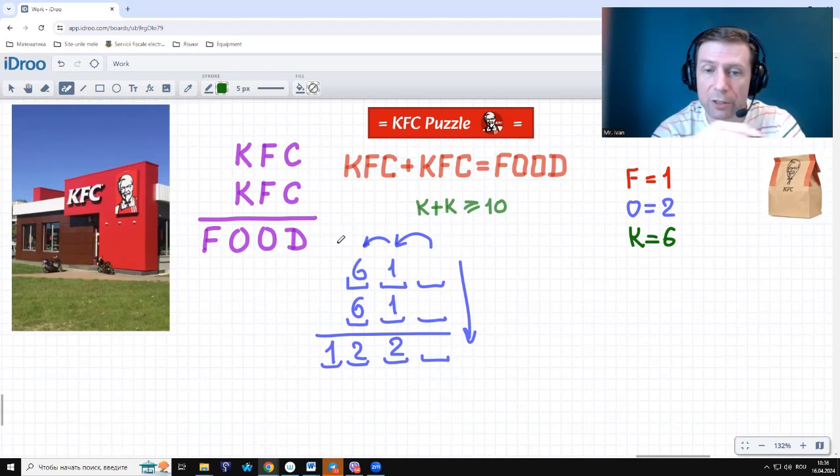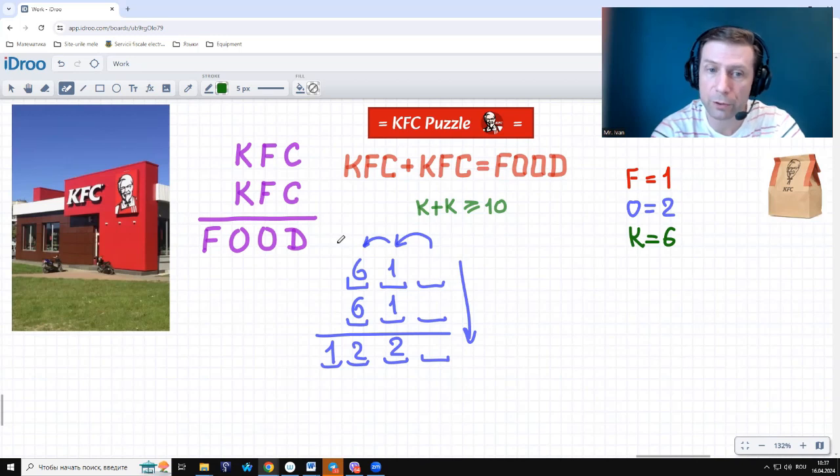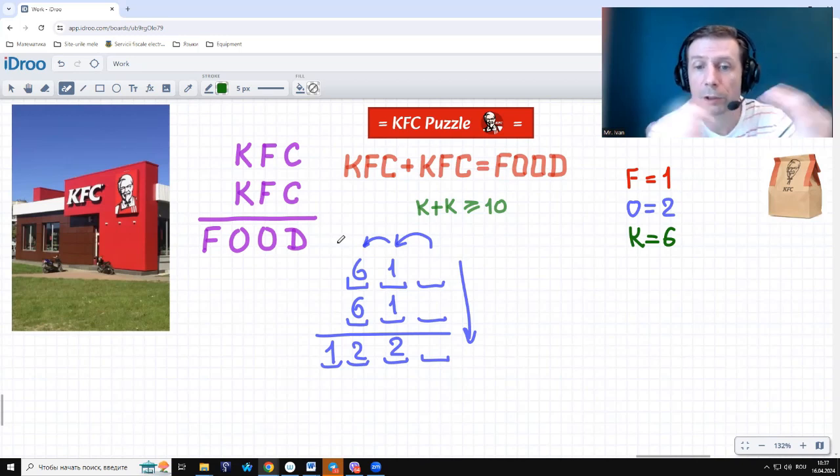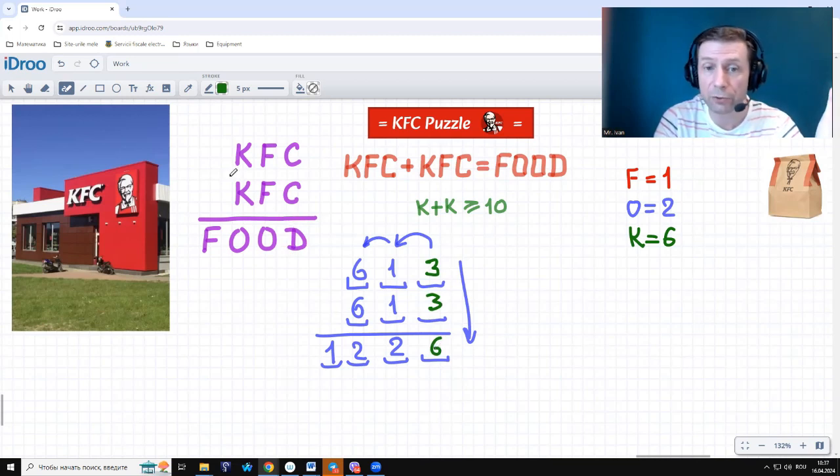We've already mentioned that the very right column is not about adding two numbers whose sum would exceed 10. It means C is either 0, 1, 2, 3, or 4, right? It cannot be 0, since 0 plus 0 should be 0, but C plus C equals D, so it should be some other number. It cannot be 1 because 1 is already reserved for F. It cannot be 2 because 2 is also reserved for O. And could it be 3? Looks like it. But if we do 3 plus 3, we get 6, and this would mean that 6 is at the same time D and K, which is against the rules.